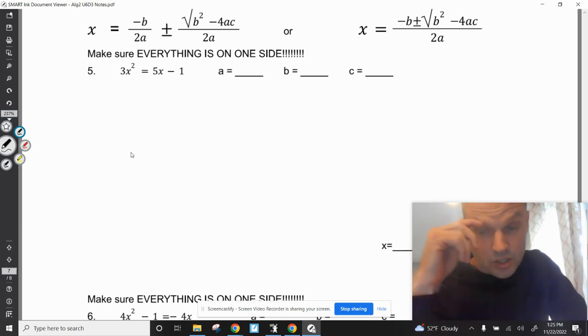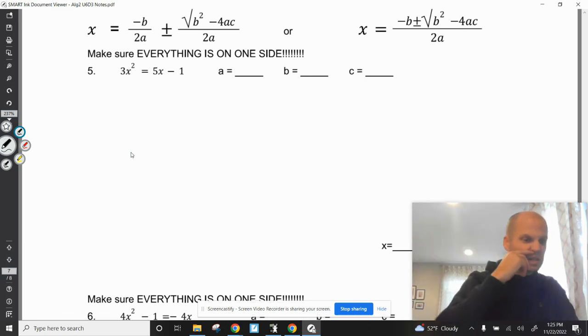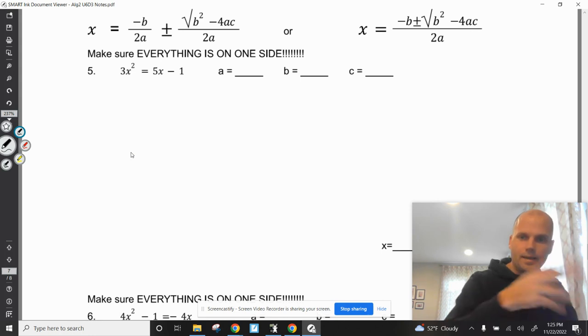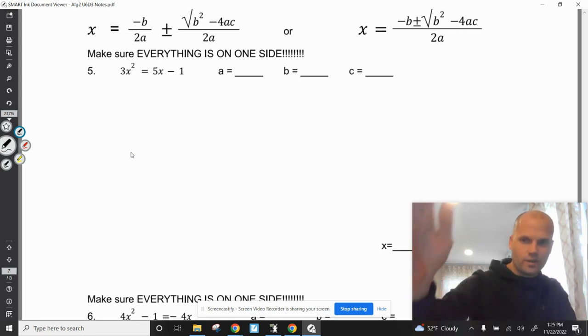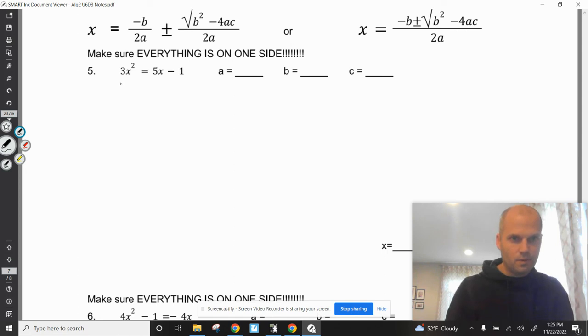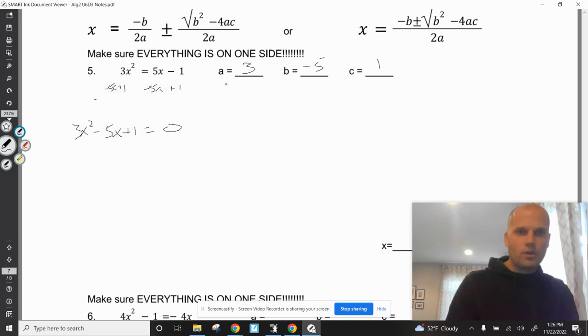Make sure everything's on one side. I'm just going to blow through these, and I'm going to do the work on my calculator instead of showing it on the other calculator because it takes too long. I use my phone. Remember when we factored, you've got to make sure everything's on one side and you identify the correct A, B, and C. A is positive 3, but B is negative 5 and C is 1. A is always what's next to x squared. B is always what's next to x. Okay? I got the opposite of B over 2 times A.